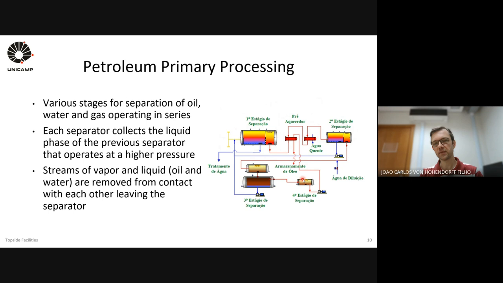But we can have some intermediate equipments to change these physical parameters. For example, we generally use heaters to increase the temperature of these fluids and help the separation, okay, inside this primary process.